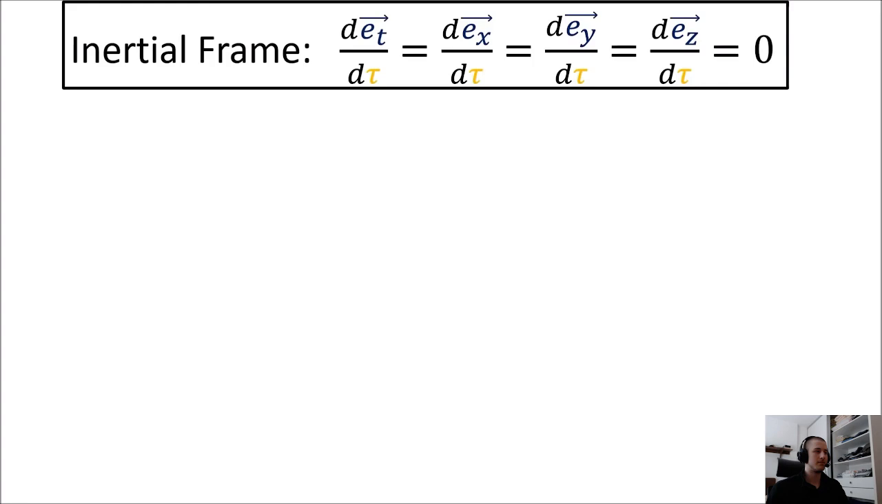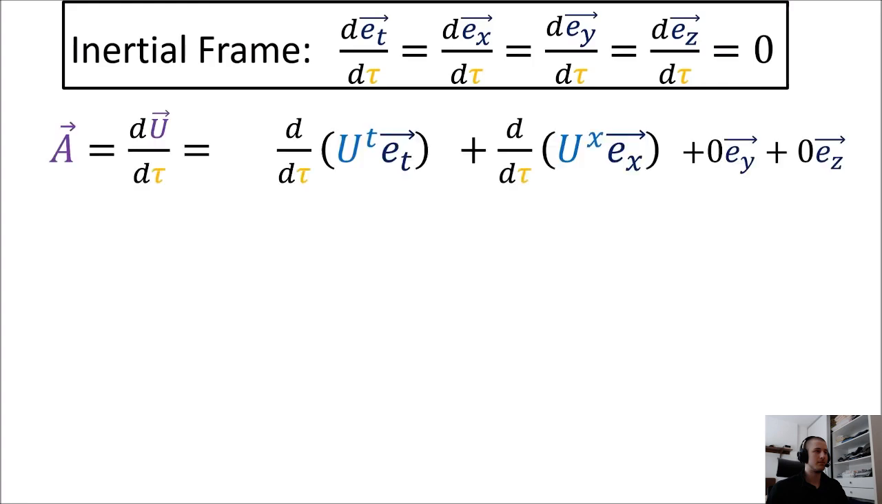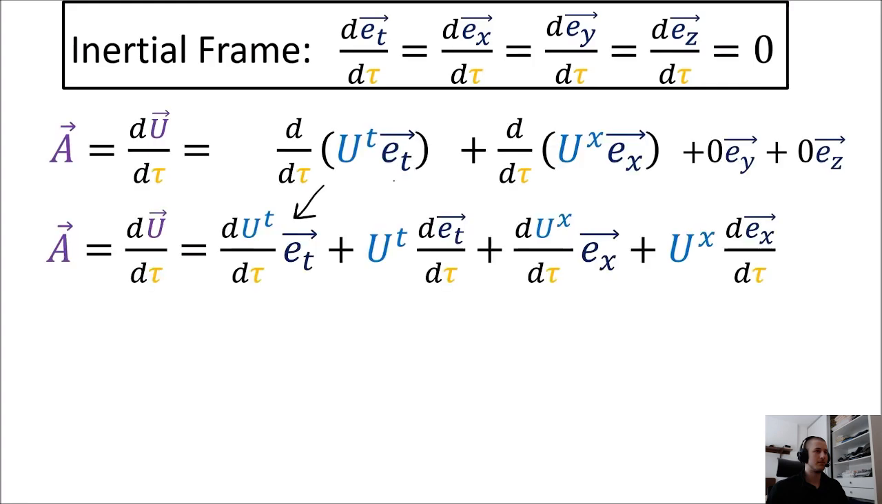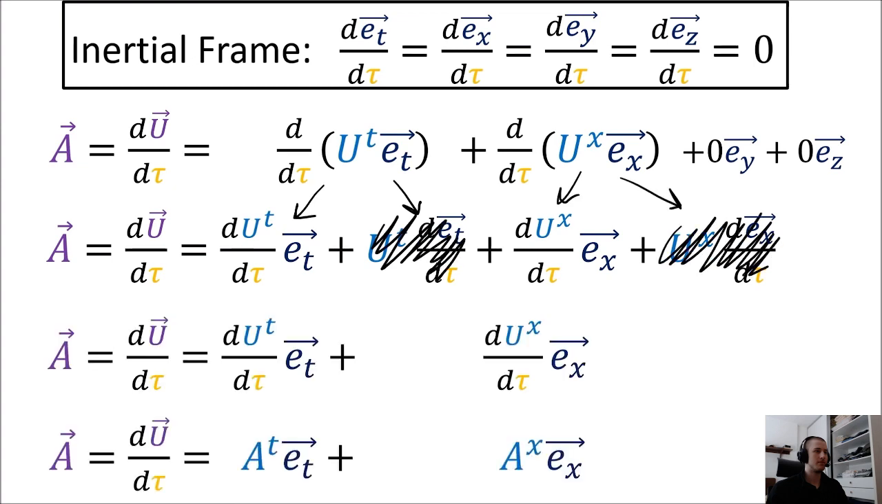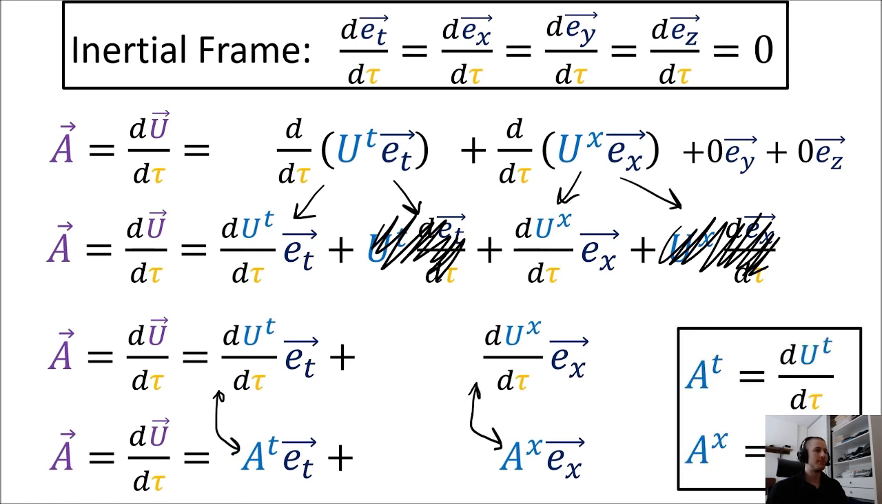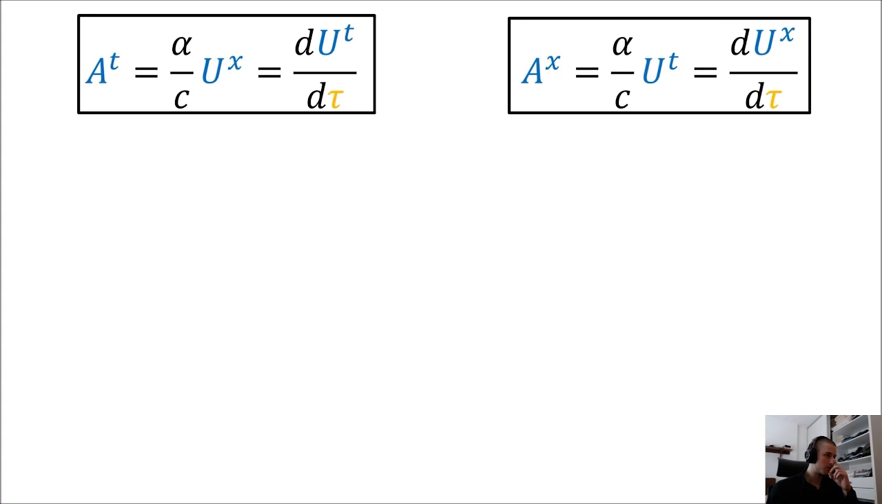Now, since we are observing from an inertial frame, basis vectors are constant everywhere in spacetime, and their derivatives go to 0. This means that we are lucky, and the derivatives of the components of the 4 velocity are exactly equal to the components of the 4 acceleration. So at equals dut by d tau, and ax equals dux by d tau. So we have 2 coupled differential equations. Alpha over c ux equals dut by d tau, and alpha over c ut equals dux by d tau.